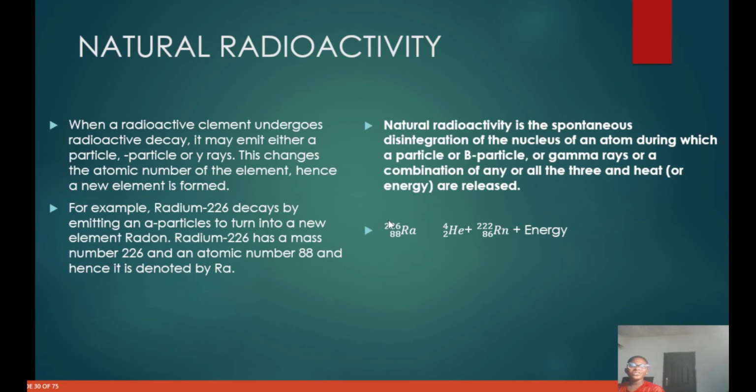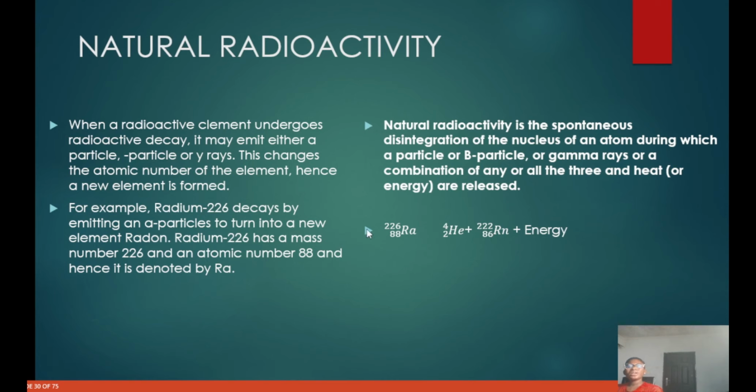For example, radium-226. We can see this radium now. The mass number is 226, and the atomic number is what? It is 88. Radium-226 decays by emitting an alpha ray. So look at it now, it decays by emitting what? An alpha particle to turn into a new element, radon. Look at it now, radon, which is 222 and 86.